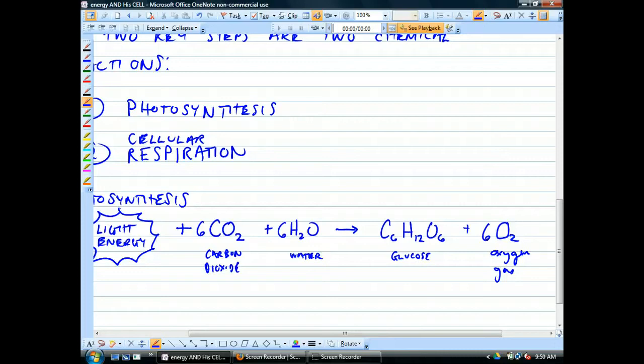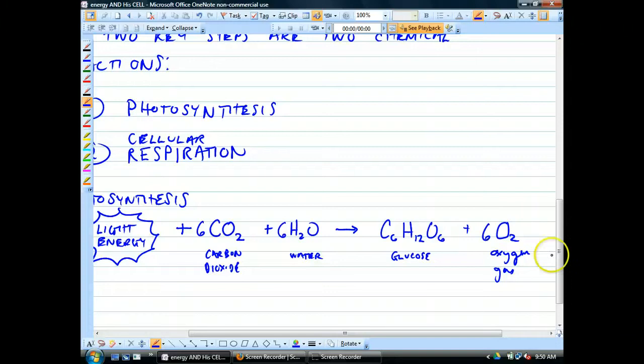I just put 3 6s in there. That makes all the numbers of atoms the same on both sides. The numbers of atoms have to be the same on both sides. I can't start with 1 carbon atom and end up with 6 carbon atoms. I can't make new carbon atoms. You're not allowed. Conservation of mass.